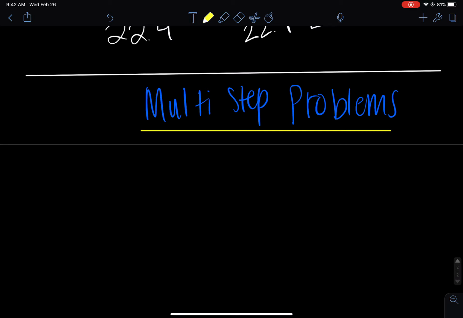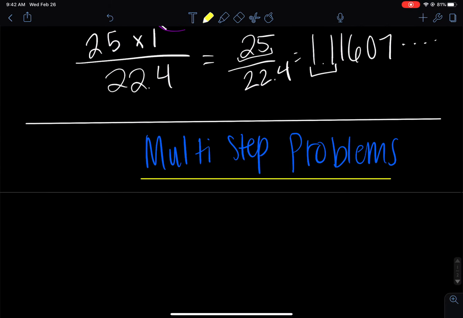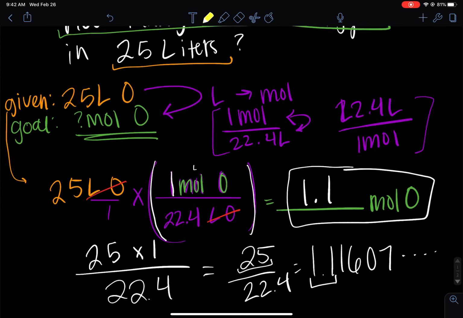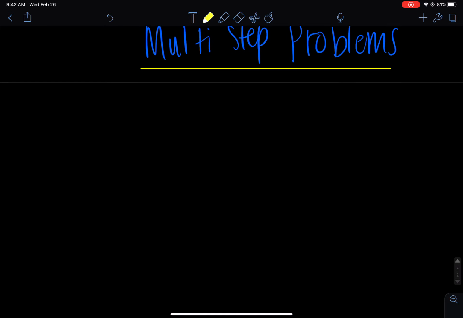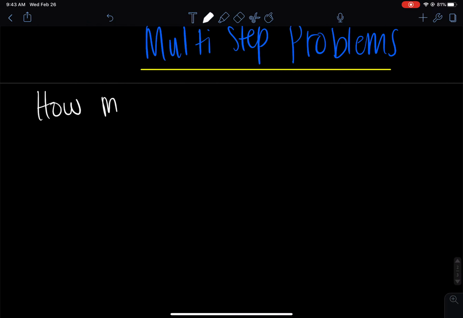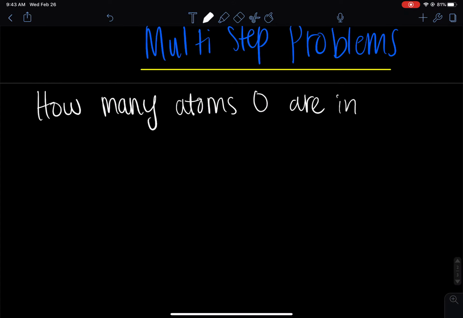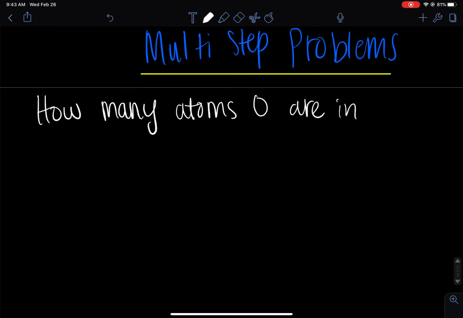Okay, it's also important to use conversion factors at every step until you get to goal. So an example of this would be, we can use the same type of problem. So instead of saying how many moles of oxygen are in 25 liters, I can say how many atoms of oxygen are in, same number, 25 liters.